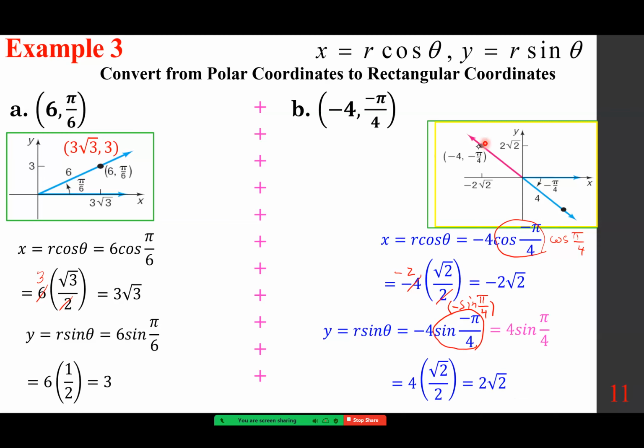Therefore, this pair, which has coordinates minus 4 comma minus pi over 4, is the same as the rectangular coordinate having coordinates minus 2 square root of 2 comma positive 2 square root of 2. That's the same, using x equals r cosine theta and y equals r sine theta.